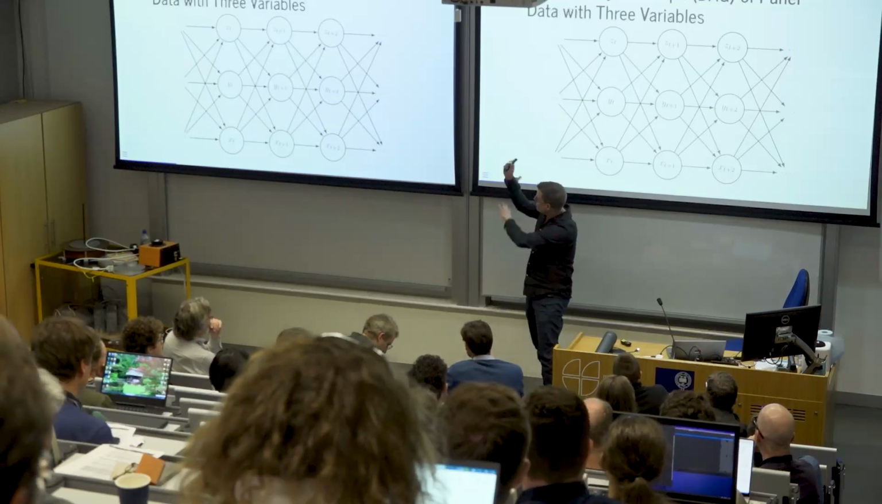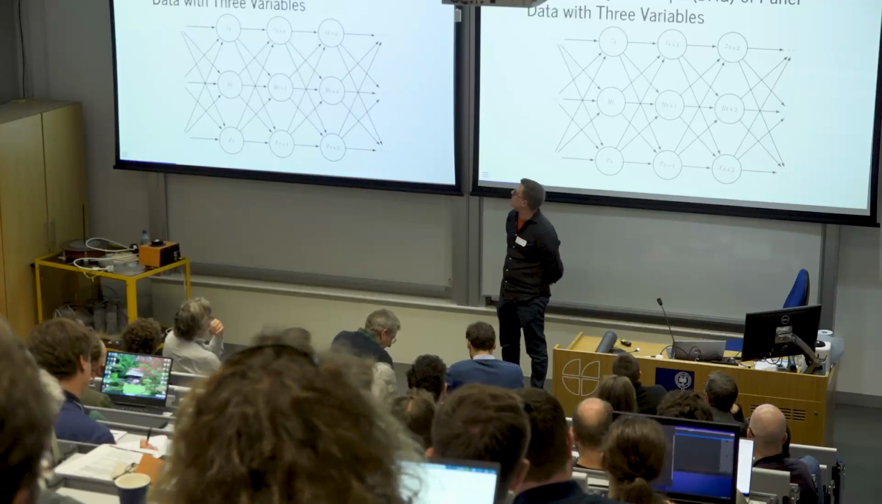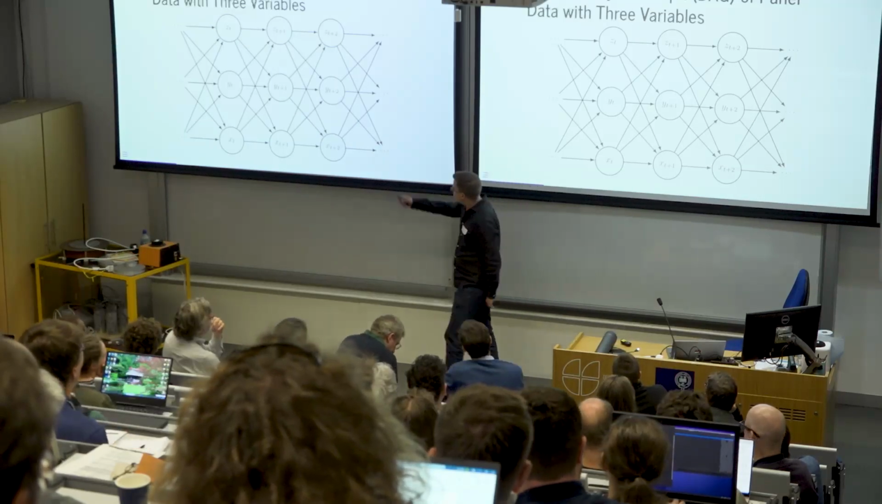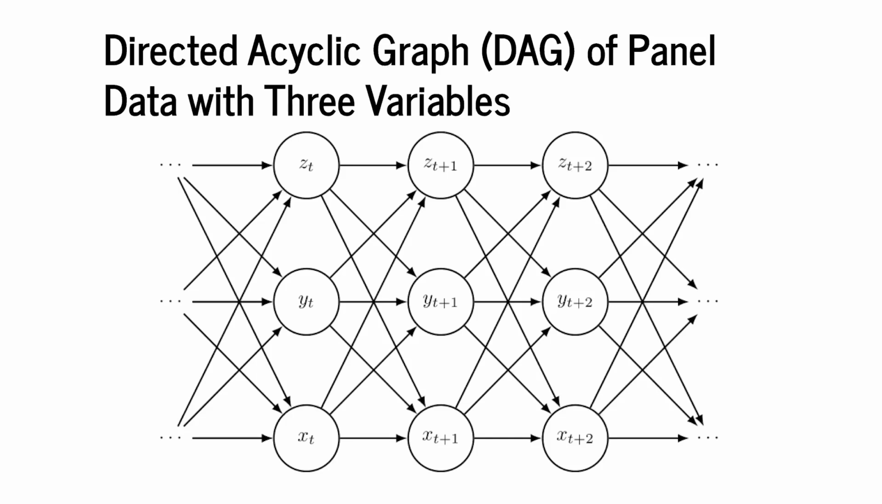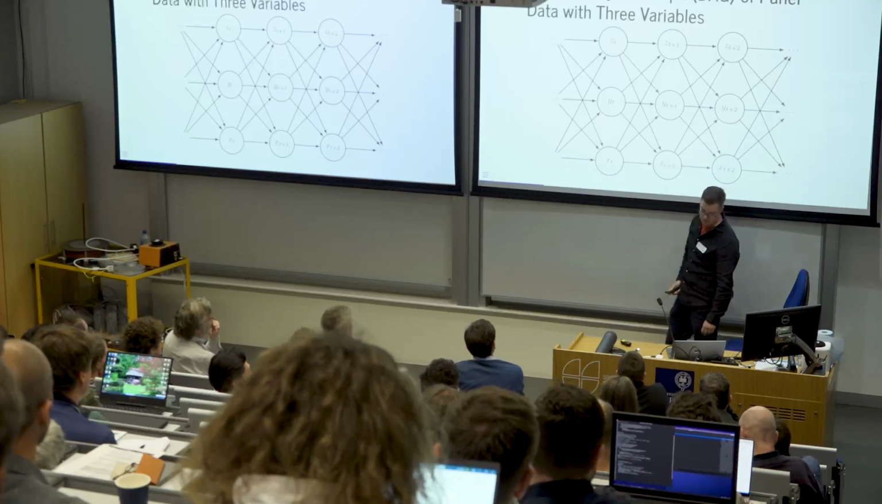So here's one kind of directed acyclic graph of this kind of panel data with three different variables: Z, Y, and X. At time t, all of these X affects all of these different variables at the next time point, and similarly for Y and Z. And of course there could be longer time dependencies as well, or some of these arrows could not be there. And our interest is in something like, what if we do some kind of intervention here? What happens, for example, to Y at time t+2?